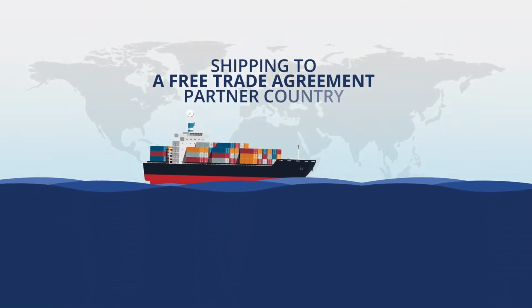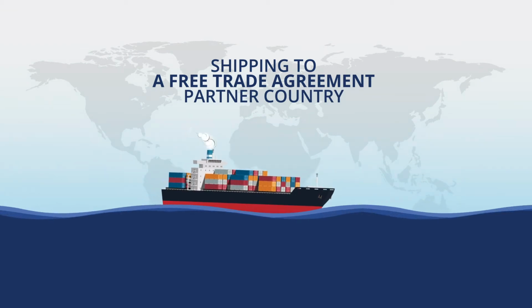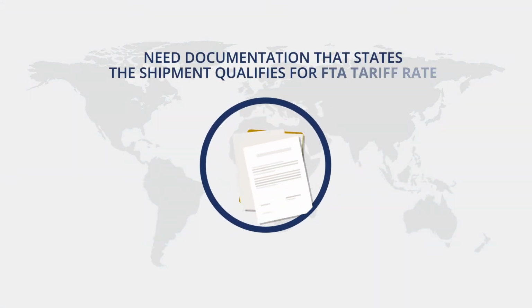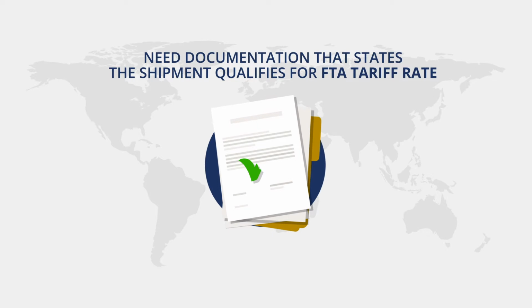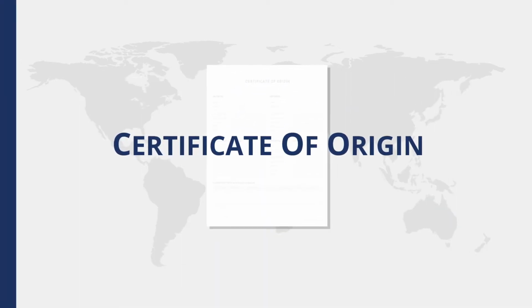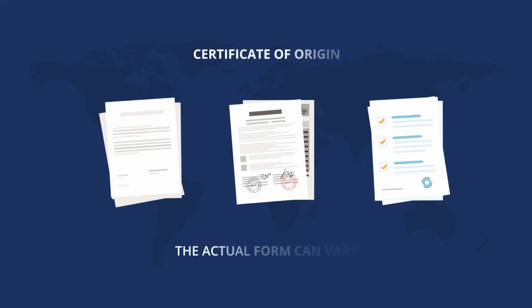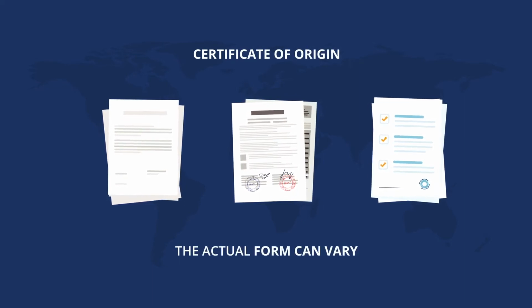When shipping to a free trade agreement or FTA partner country, you will need to have documentation stating that the shipment qualifies for the FTA tariff rate. This documentation is referred to as a certificate of origin. The actual form can vary depending on the agreement and your buyer's preferences.